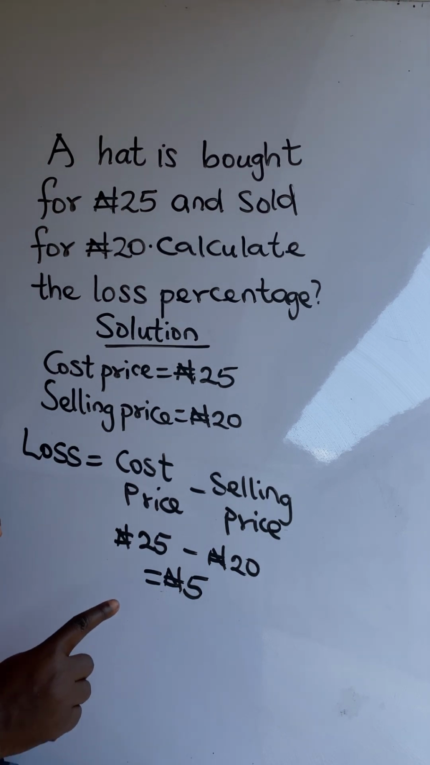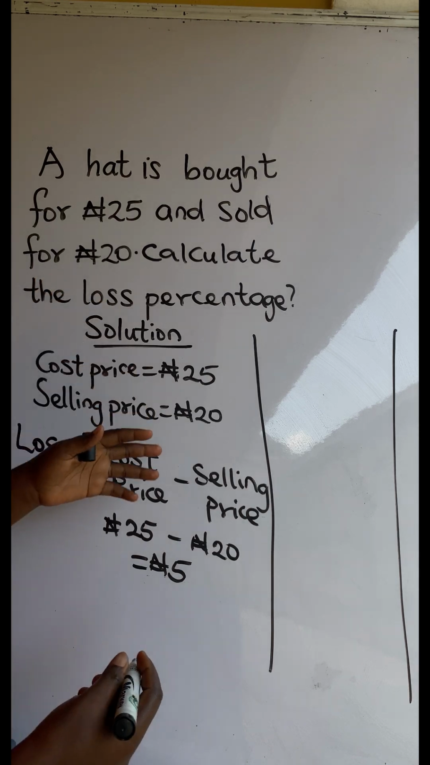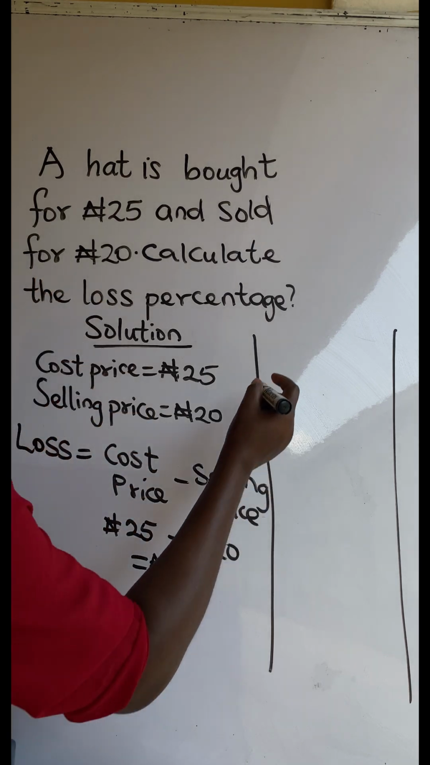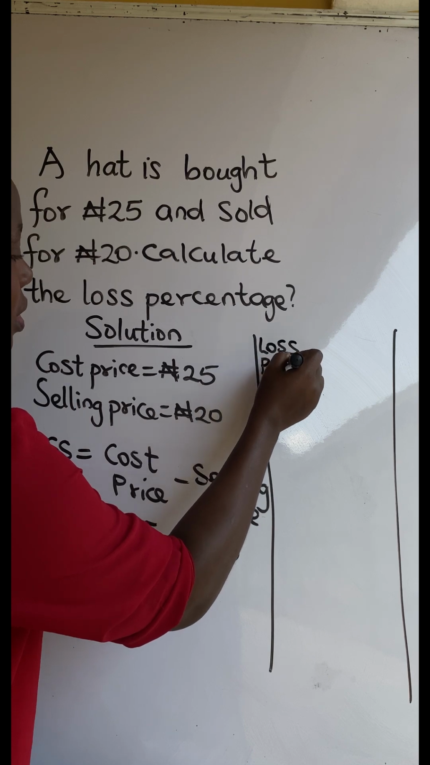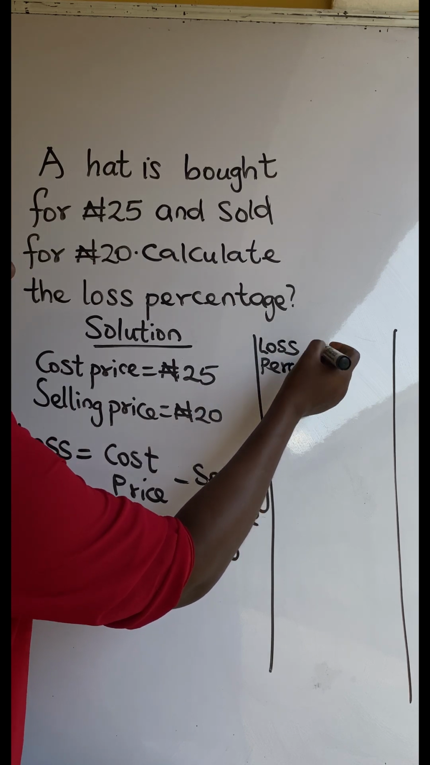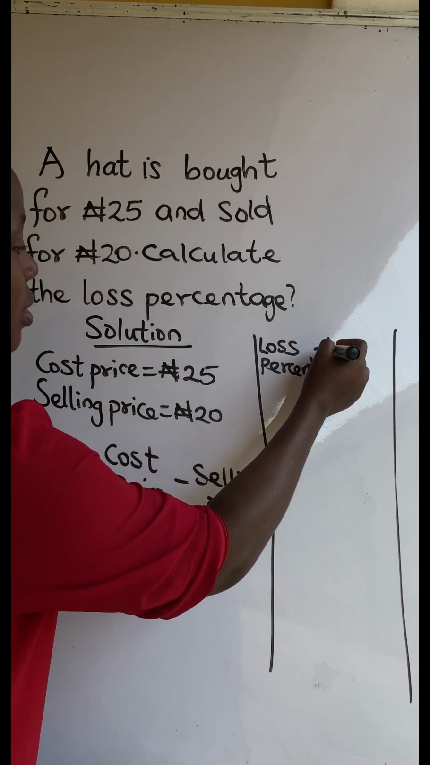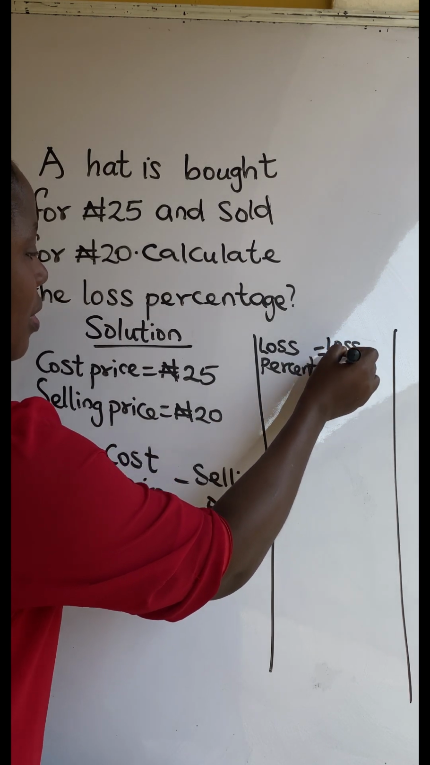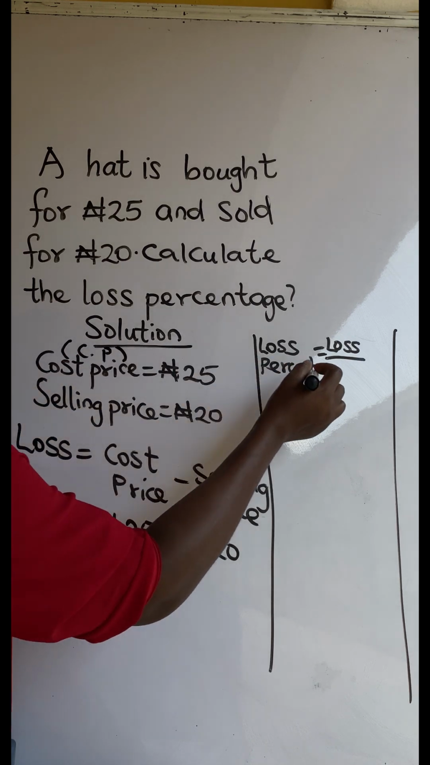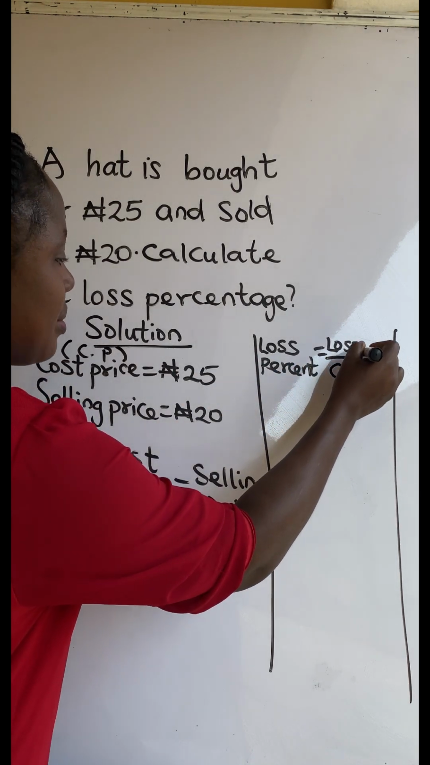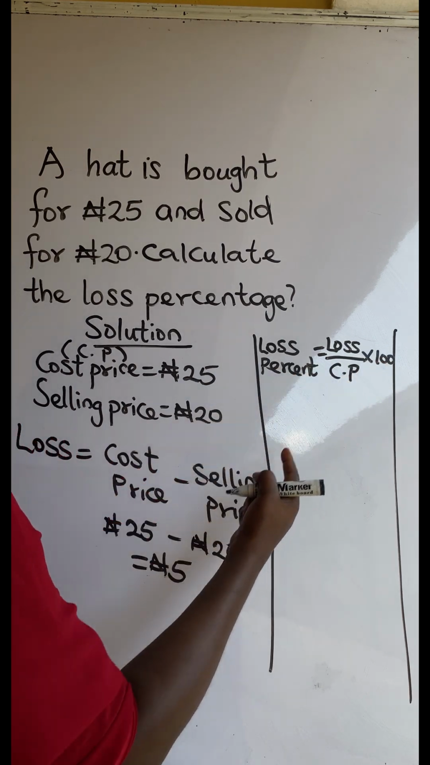Now we haven't answered the question. The question says calculate the loss percentage. Now to calculate loss percentage or percentage loss, so loss percentage for short will be equal to the loss over the cost price, I'm going to call that CP, over the cost price times 100, because we are talking about percentage, so we are multiplying by 100.